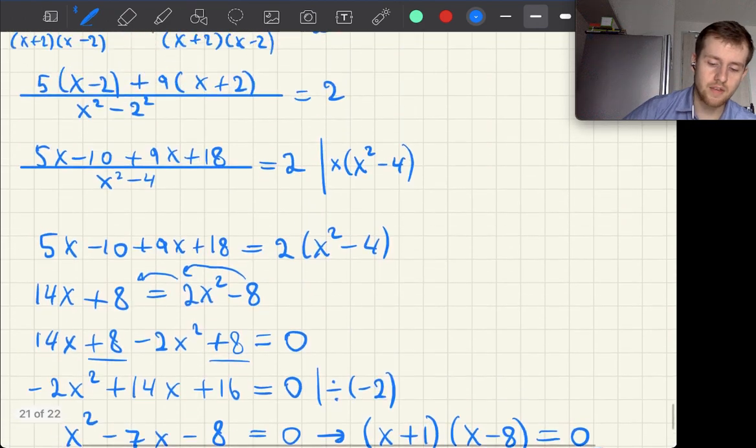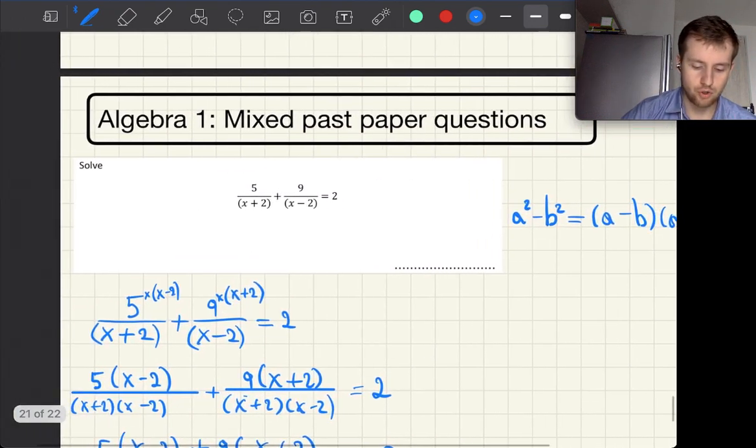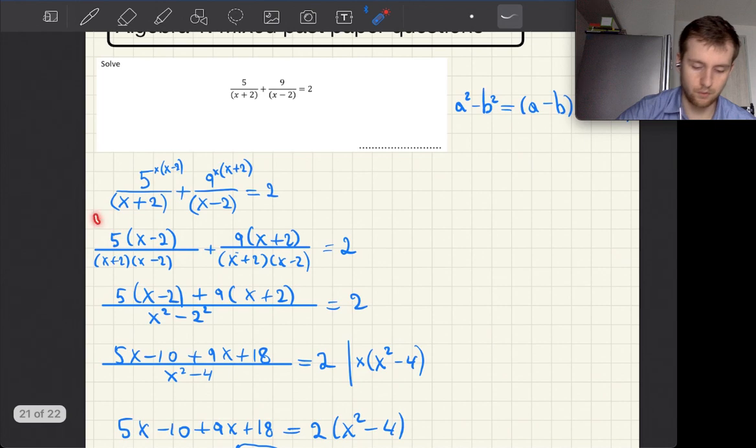Again, the key thing you should do here is, first of all, you have to add these two fractions together.